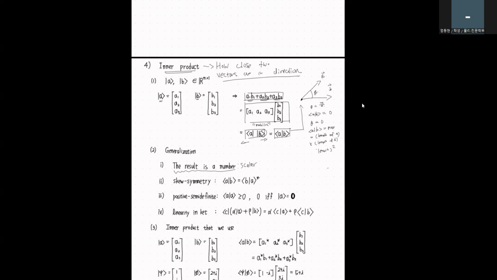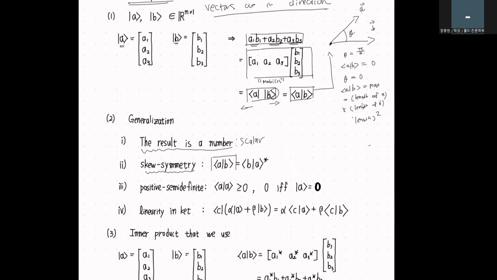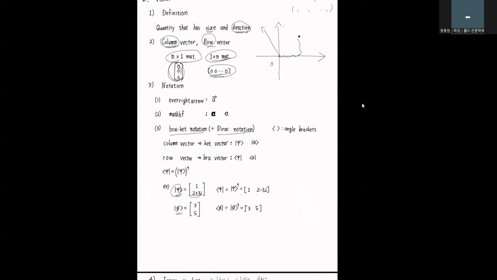Now, two, there's something called skew symmetry. Basically, the inner product of A with B is equal to the complex conjugate of the reverse inner product. This may not seem clear at first, but if you look over here, each column vector has a corresponding dual row vector, which is defined like this. The complex transpose of the column vector is a row vector and vice versa.